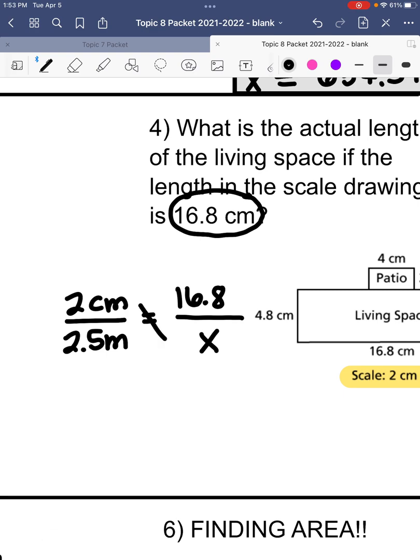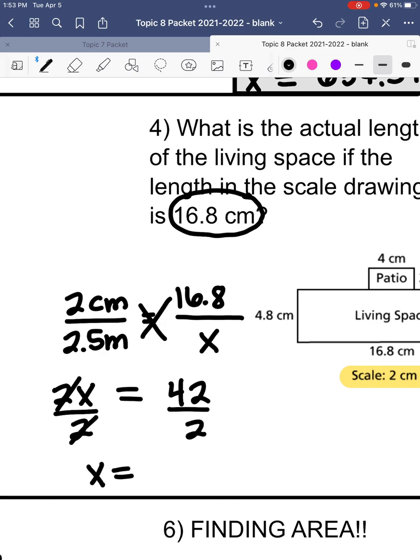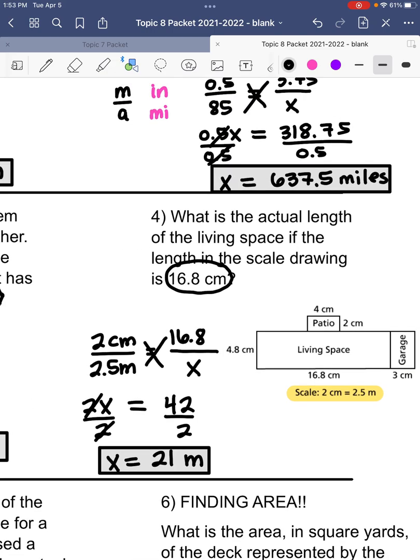So 2 times x is simply 2x, and set that equal to 2.5 times 16.8. If you put that into your calculator, you're going to get 42. Now to get that x by itself, divide by 2 on both sides. So x equals 42 divided by 2 is 21. 21 what? 21 meters. We have to include that unit. So the actual length of the living room is 21 meters.